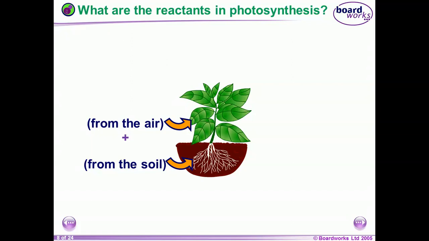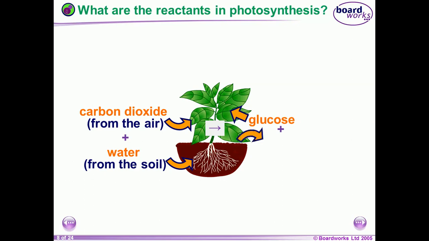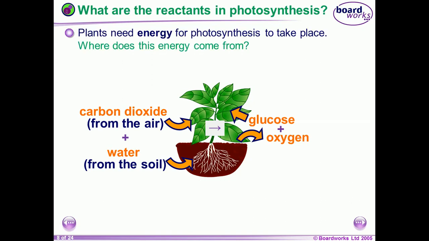Instead, they come from the air, which is carbon dioxide, which reacts with water from the soil. And when they react together, they produce glucose and also oxygen. And those are the reactants and products of photosynthesis. To react carbon dioxide and water requires energy, and this energy comes from light.